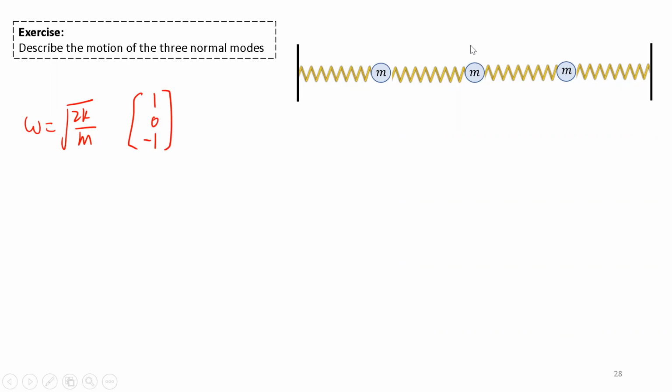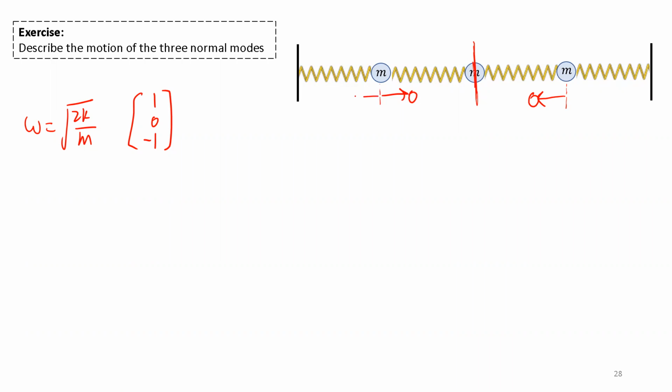Can you see what's going on? In this system, the eigenvector is (1, 0, -1). That means that in this case the mass in the middle is not moving at all. It's always fixed here. The one on the left and the one on the right are doing an out of phase oscillation with the same amplitude. So this one moves like this, and then this one moves like this.